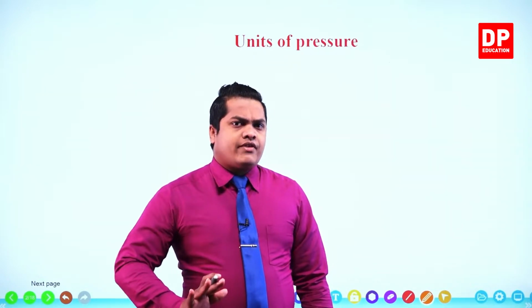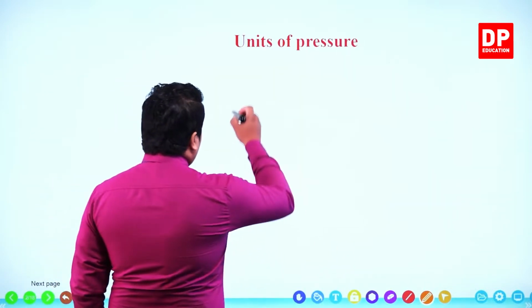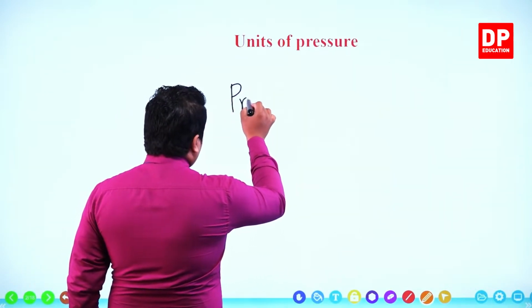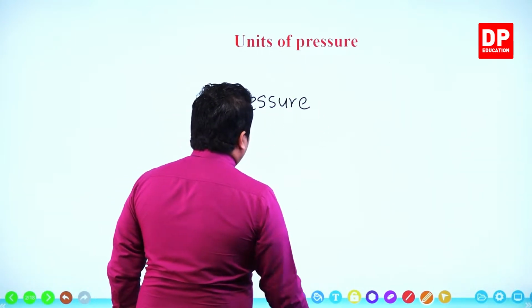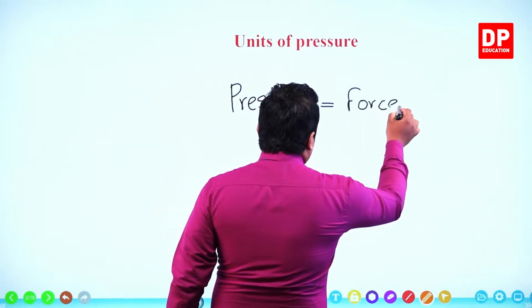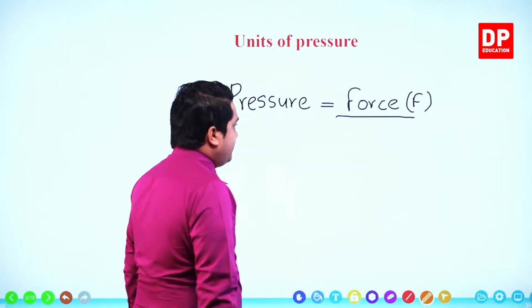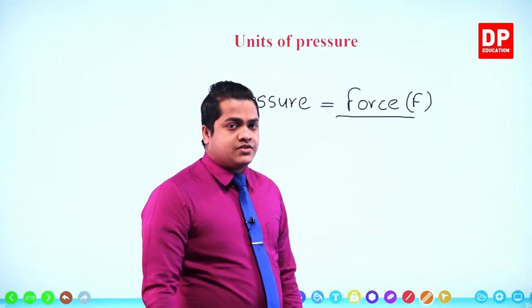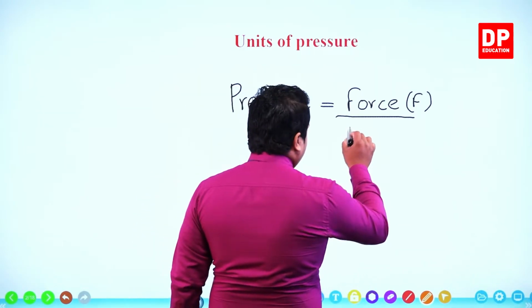So first of all, we'll write down the formula. What do you mean by pressure? Then let's head for the units, how to get the units. So you know that pressure is equal to the perpendicular force. I told you that it's okay to mention it as force, as all the time you will be getting perpendicular forces within your syllabus. So pressure is equal to force upon area.